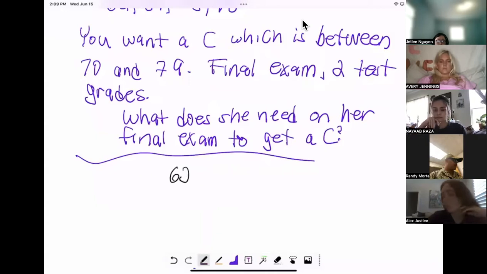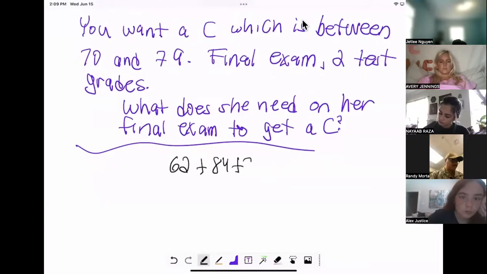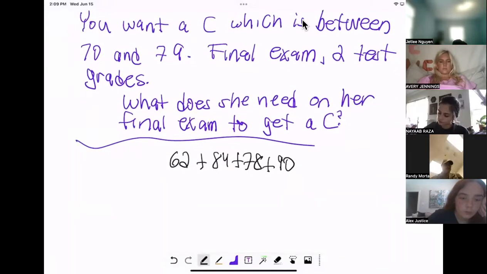You're going to take 62. You're going to add 84. You're going to add 78. And you're going to add, what's the last one? 90. But you have a final exam that's worth 2 test grades. So final exam, we don't know what it is. So we're going to make that 2x or whatever you want to call it. I'm going to call it x.